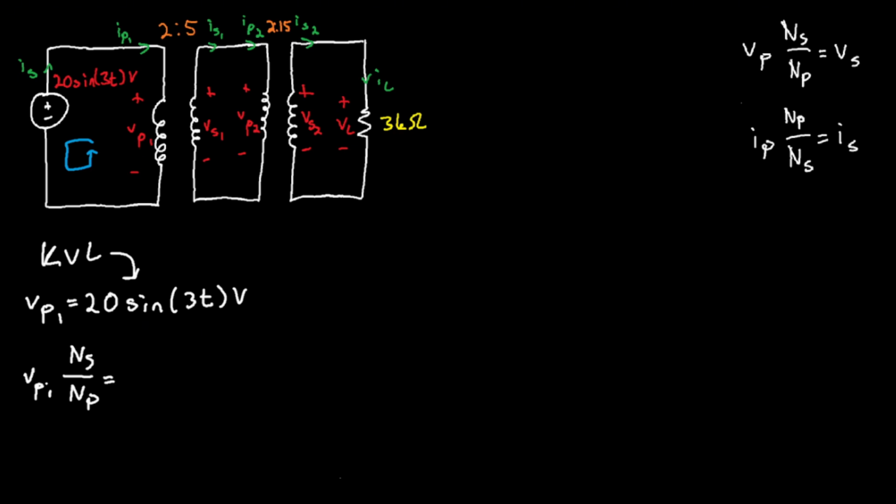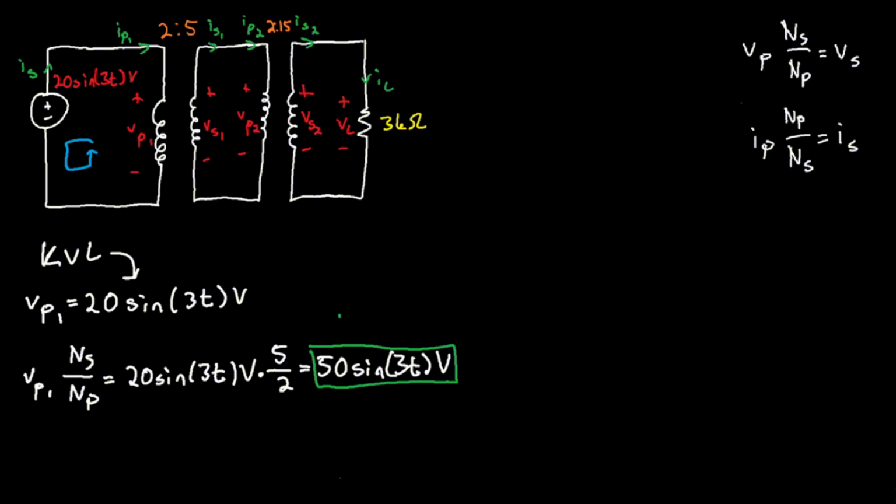So Vp of 1 was determined to be 20 sine of 3t volts, and N of S and N of P are simply 5 over 2, correct? Times. So this right here turns into 50 sine of 3t. Let's fix that. 50 sine of 3t volts. All right, so this is your Vs of 1.